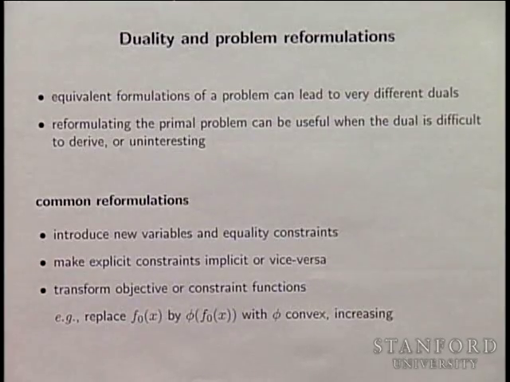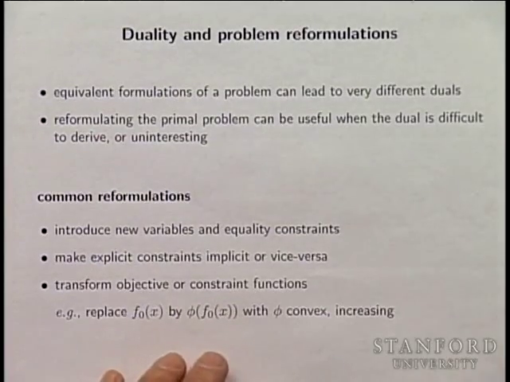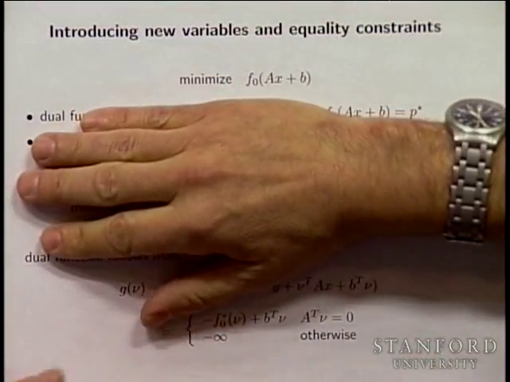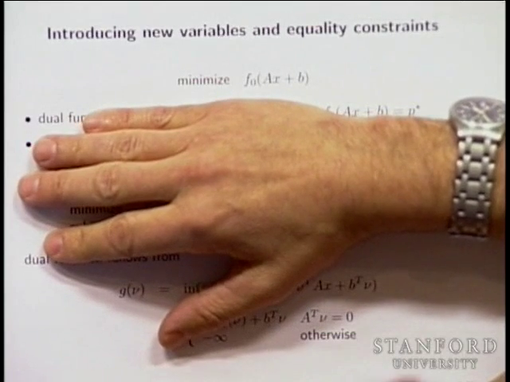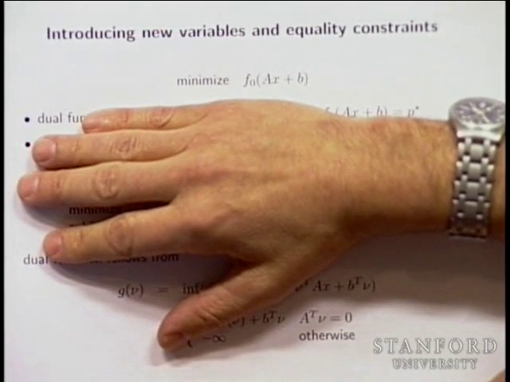So I've made these points here that equivalent formulations of a problem can lead to very different duals. And let's look at some examples of it. Here's a dramatic example. Okay, it goes like this. Ready? An unconstrained problem. Actually, we haven't had a discussion of the dual of an unconstrained problem. So let's have it now. It's going to be a very short discussion, by the way.